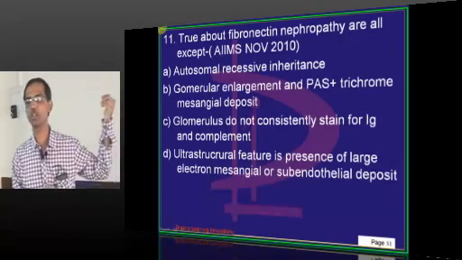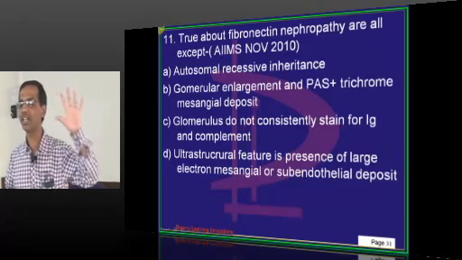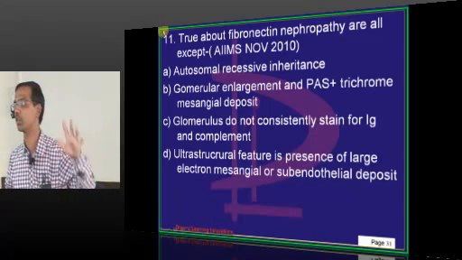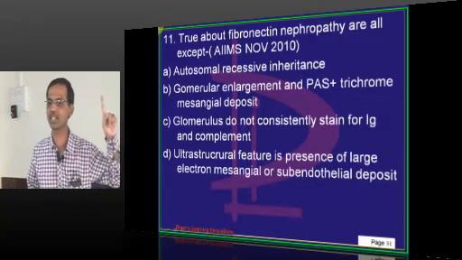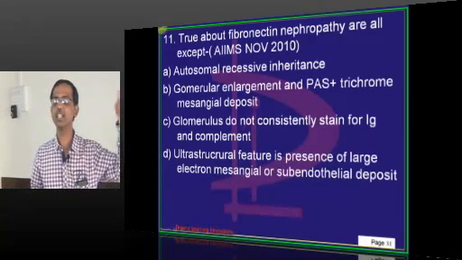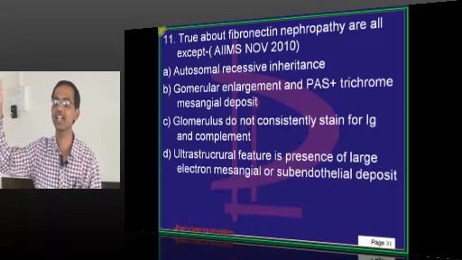So here also in fibronectin nephropathy we are having PAS positive material, and it is fibronectin, it is not glycogen, so it has to be diastase resistant. Glycogen is the only one which is diastase sensitive. It is also positive for another special stain which we are learning in this question, that is trichrome.